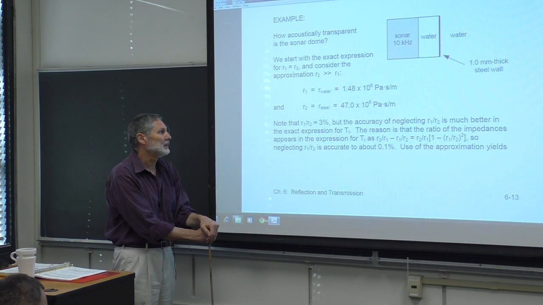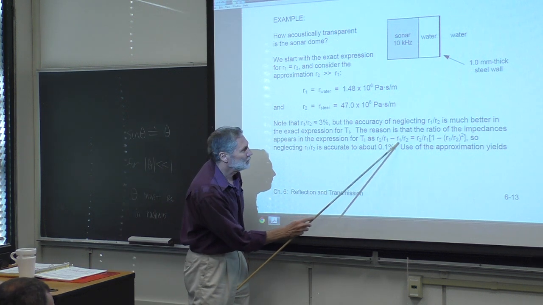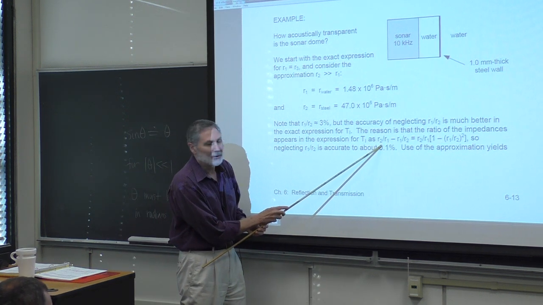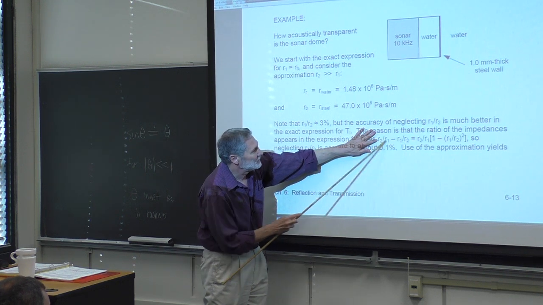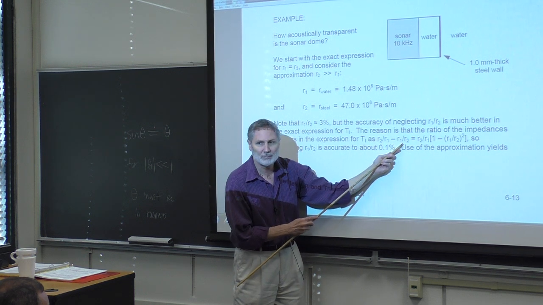So that's pretty big. But I want to point something out to you here. If you go back and look at the expression, this is what occurs in the expression. This is a big number. This is a small number. What we're going to do here is we're going to neglect this term because R2 is much greater than R1.